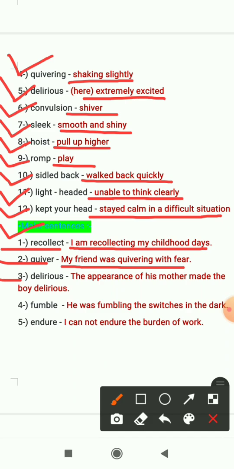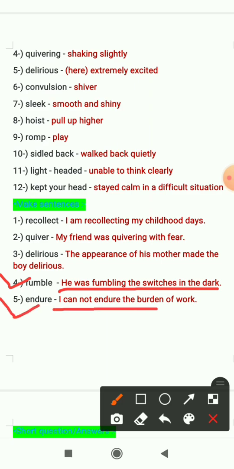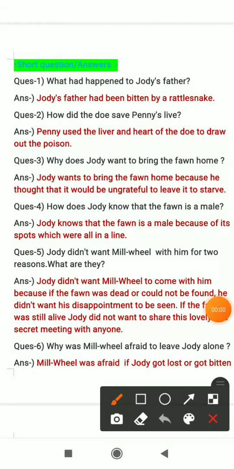Third one is delirious. So what is the meaning of delirious? That means extremely excited. The appearance of his mother made the boy delirious, made the boy excited. Fourth one is fumble. So the sentence will be he was fumbling the switches in the dark. Fifth one is endure. That means bear. So the sentence will be I cannot endure the burden of work. That means I cannot bear the burden of work.